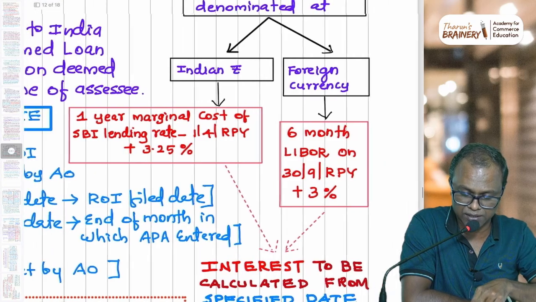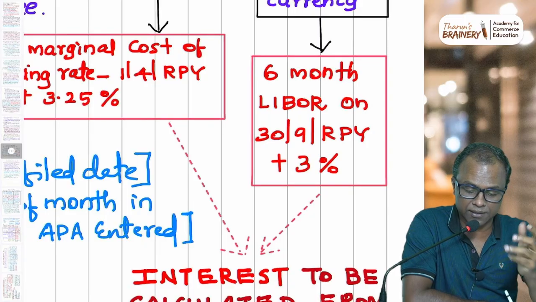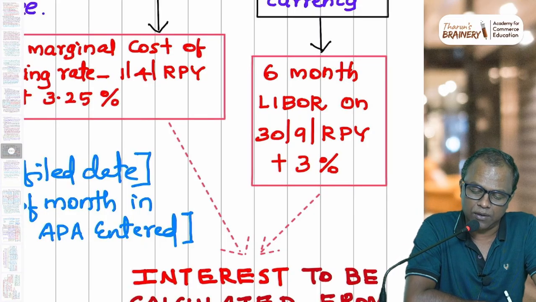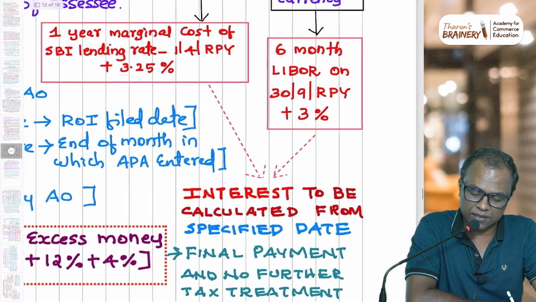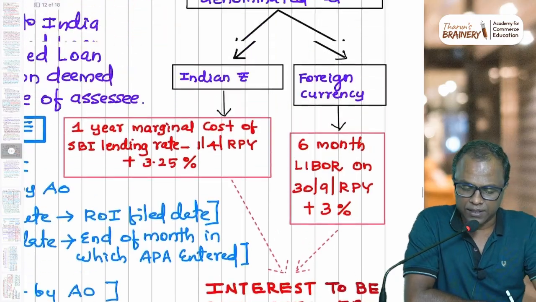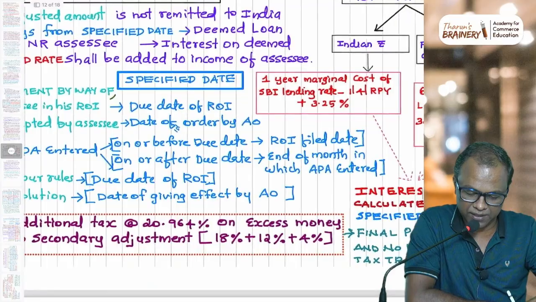But if it is in foreign currency, we have to take the 6-month LIBOR. LIBOR is actually outdated, but they are still using that word. The 6-month LIBOR, London Interbank Offered Rate, on 30th September of the relevant previous year plus 3%. This interest is to be calculated from the specified date, and that interest will be added to the income of the assessee.